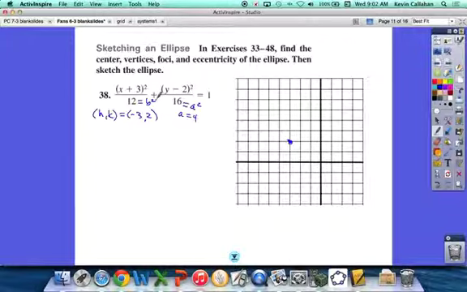So let's see. We're going to go in a vertical direction. We're going to go up 4 and down 4. Up 4, down 4. In the horizontal direction, we're going to go the square root of 12, which again, is in between 3 and 4, right? 3 squared is 9, 4 squared is 16. So let's call it 3.5. That's our estimate. B equals 3.5.